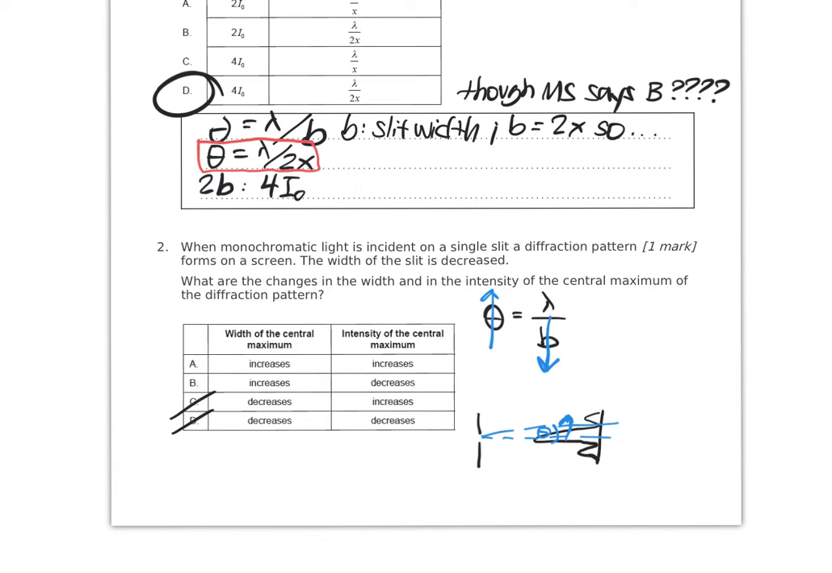But anyway, as the width increases, it kind of makes sense that the intensity is also going to increase because there's more light coming through.